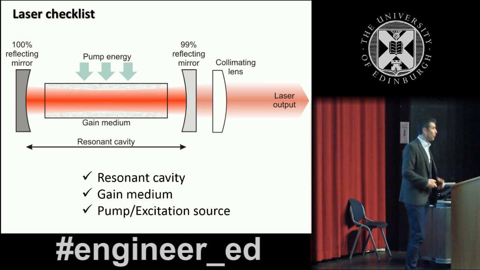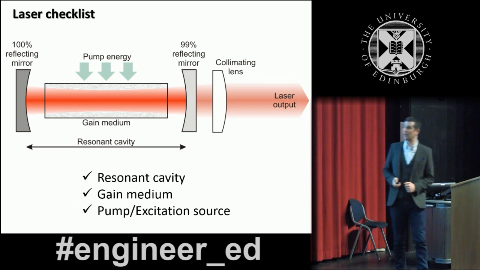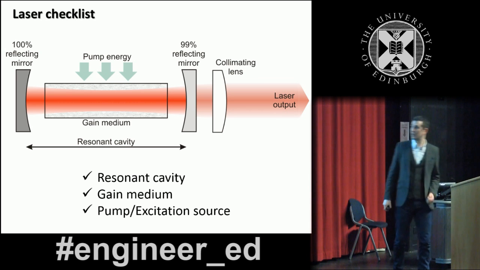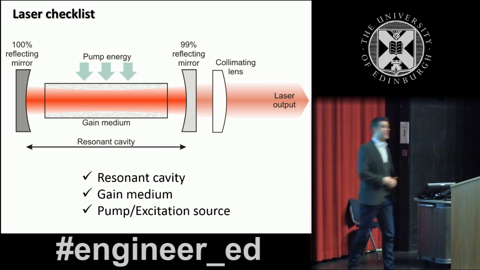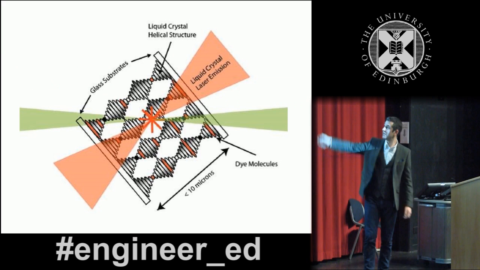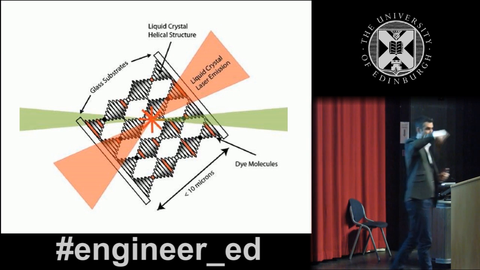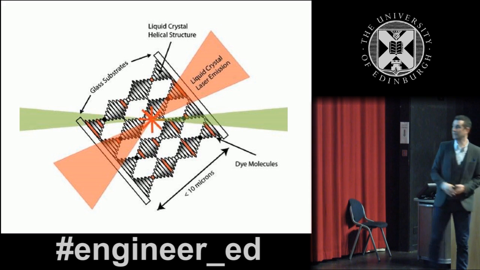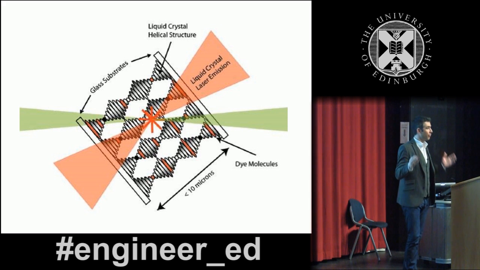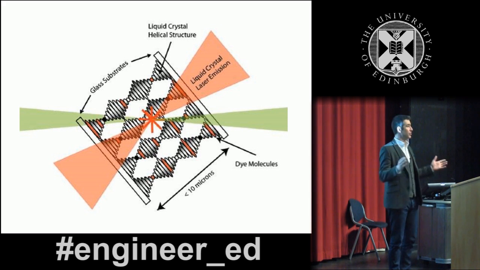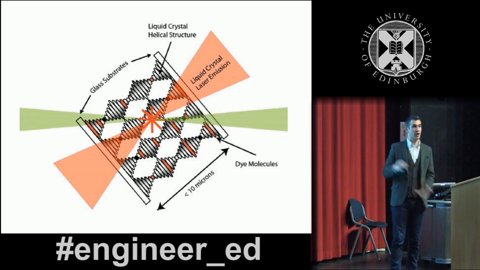A liquid crystal laser has all of these properties as well, but in a slightly different form. So this is my liquid crystal laser. It's literally two pieces of glass, either side of a chiral nematic liquid crystal structure. So that twisted molecular structure that we described earlier gives us a selective reflection. We can tune that reflection to whatever wavelength we want by controlling the chirality.